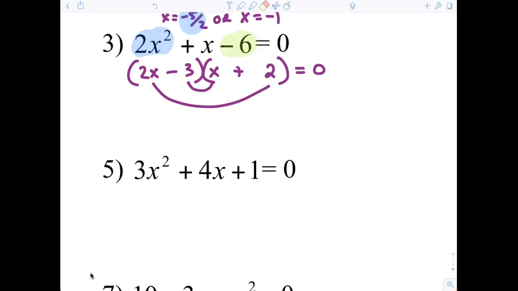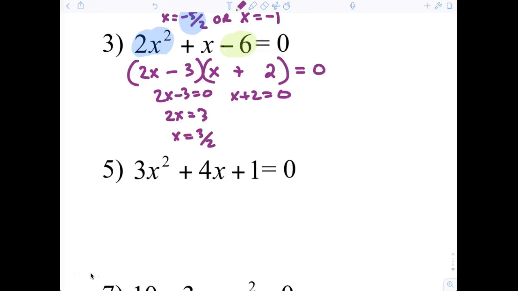All right, so now we're going to go ahead and 2x minus 3 equals 0, x plus 2 equals 0. Add 3 to both sides, 2x equals 3. Divide by 2, x equals 3 over 2.